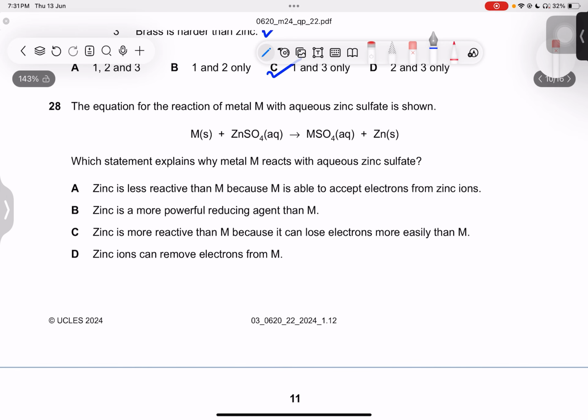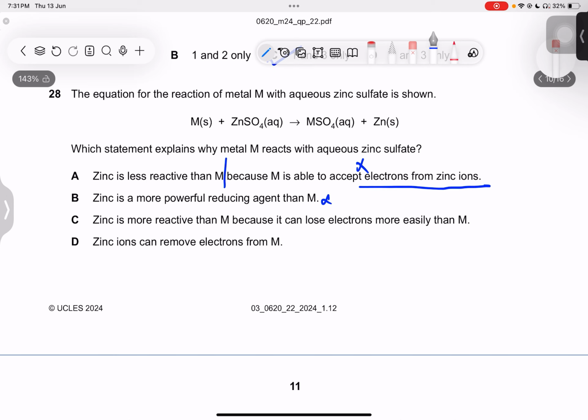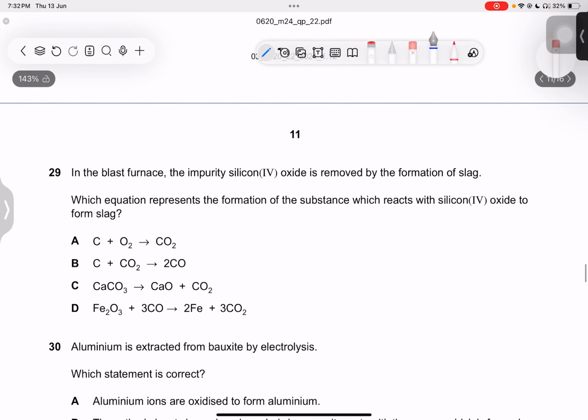Next, the equation for the reaction of metal M with aqueous zinc sulfate is shown. Which statement explains why metal M reacts with aqueous zinc sulfate? Zinc is less reactive than M. This is true, but because M is able to accept electrons from zinc ions? No, M is a metal. It won't accept electrons, it will donate electrons. Zinc is a more powerful reducing agent than M. No, it is weaker than M. Zinc is more reactive than M. Zinc is not more reactive than M, otherwise there would be no reaction between M and zinc sulfate. Zinc ions can remove electrons from M. This is true, because zinc ions remove the electrons from M.